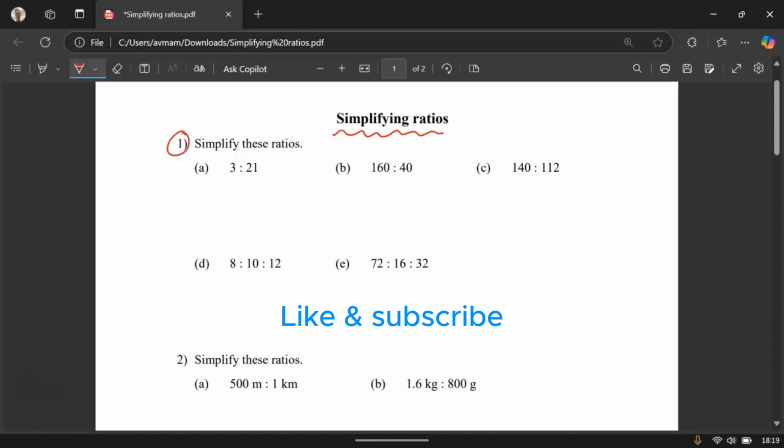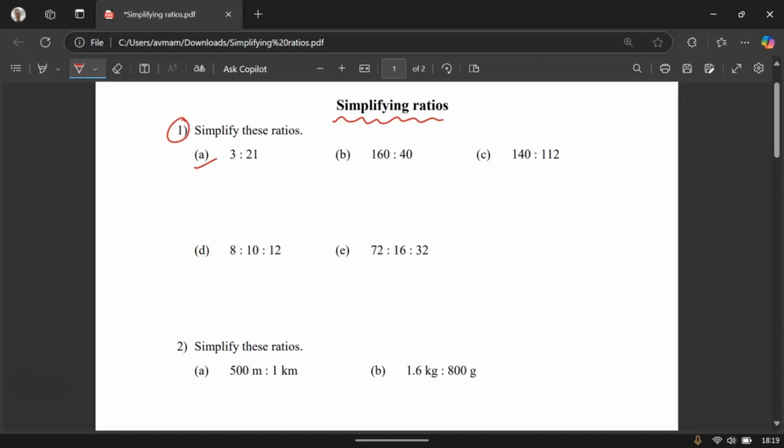Question number 1, part A. Simplifying ratios is just like simplifying fractions. So you need to take the common factor, or possibly you can take the highest common factor. The first one is pretty simple. Divide by 3 and also by 3. So 3 divided by 3 is 1, 21 divided by 3 is 7.